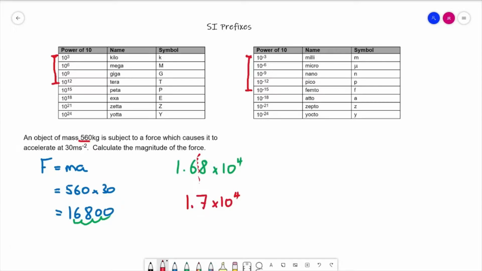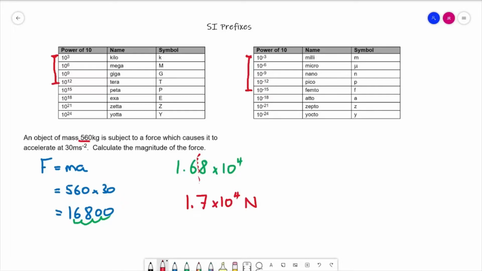And of course, we put our units on the end, which is newtons. Now, if you were to give that answer as 1.7 times 10 to the 4 newtons, that would be absolutely fine. There is nothing wrong with that. However, you can also use the SI prefixes in order to give the answer to your question.